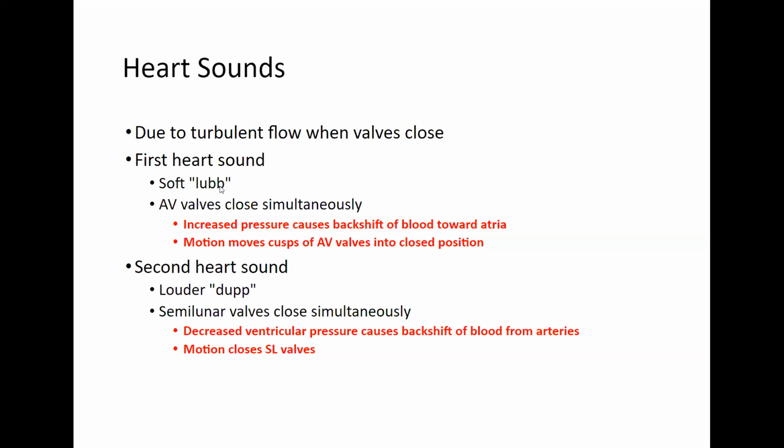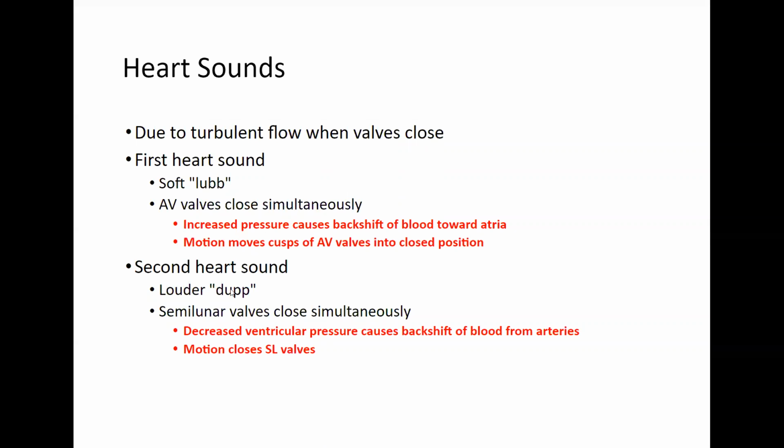When we're listening to our heart sounds, we're going to hear two heart sounds. First, we're going to hear a soft lub. This is the sound of the turbulent flow after the AV valves close. The AV valves close simultaneously. We have some backshift of blood towards the atria. We're suddenly having higher pressure in the ventricles and low pressure in the atria, so blood wants to move back into the atria, but it can't because these valves are closed. That sloshing back causes a turbulent flow sound, this kind of wave sound. The motion of that blood sloshing back is part of what closes those valves.